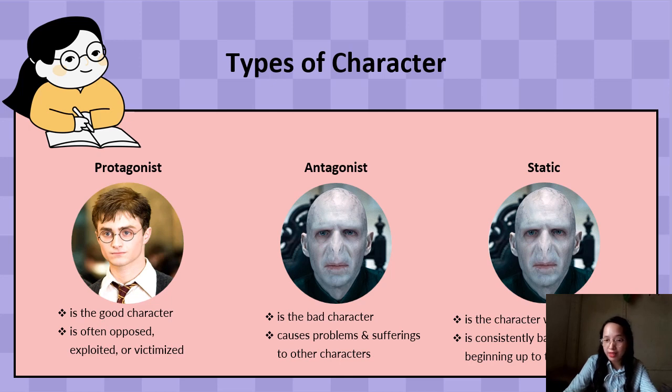Another type of character is static. Now, a static character is one who does not change. He or she is consistently bad or good from the beginning up to the end of the story. Now, our example here is still Lord Voldemort, who played as the antagonist as well as the static character in the story, because he is consistently the bad character from the beginning till the end of the story.